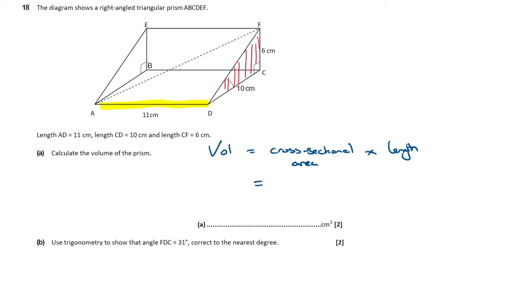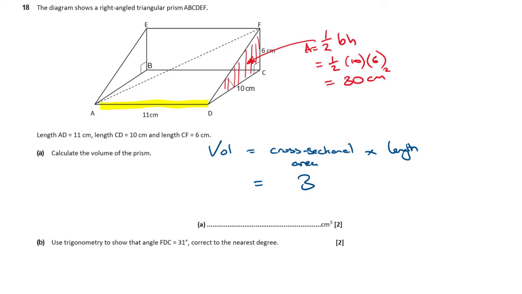Now in this case the cross section is a triangle, isn't it? So it's going to be a half base times height, okay, which is 1/2 of the base, which is 10, times the height, which is 6. So we're finding area here, aren't we? So half of 6 is 3. 3 times 10 is 30. So that's 30 centimeters squared, the cross-sectional area.